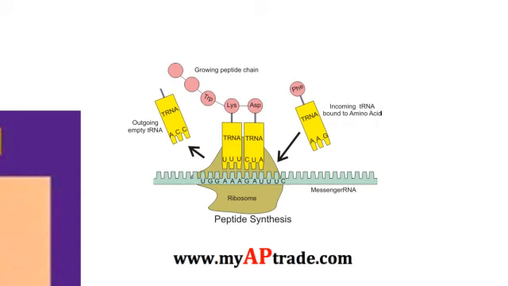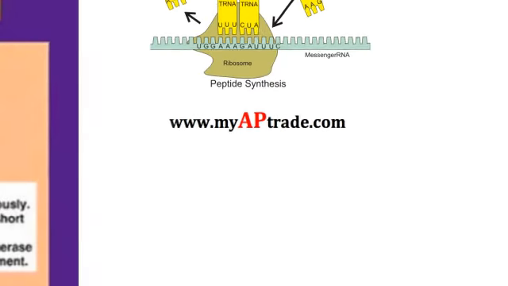A peptide bond between the amino acids is formed via an enzymatic reaction promoted by the rRNA portion of the ribosome. During termination, one of the stop codons is reached and the protein is released from the ribosome. Let's discuss the cell cycle.